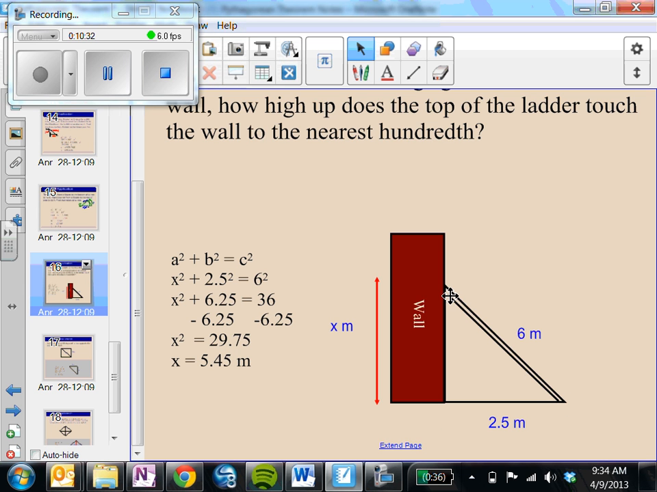Here's our ladder leaning against the wall, and we're looking for where the ladder ends up touching on the wall, basically. And here's the distance from the bottom of the ladder to the wall. Here's the actual height of the ladder, and we want to see where it touches the wall. So we are looking for one of the legs of our triangle, and we plug in 2.5, which is one of the legs, and 6, which is the hypotenuse, into our formula. Square 2.5 and 6, subtract from both sides and solve. We get x squared equals 29.75. Take the square root of both sides, and x equals 5.45 meters.